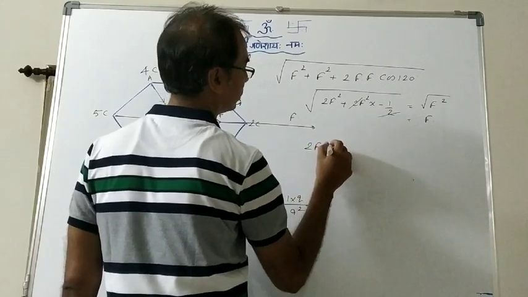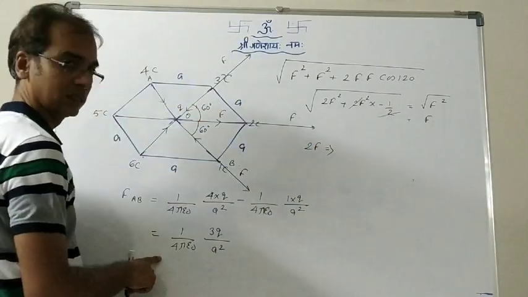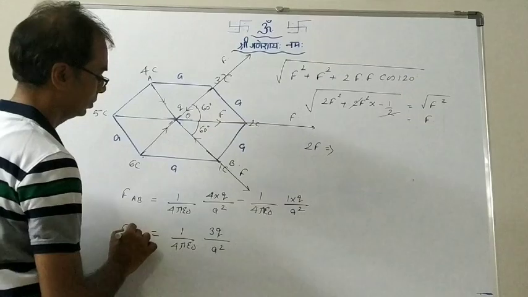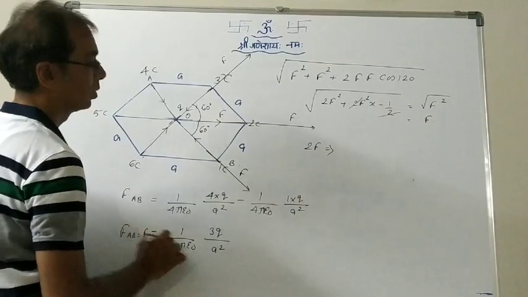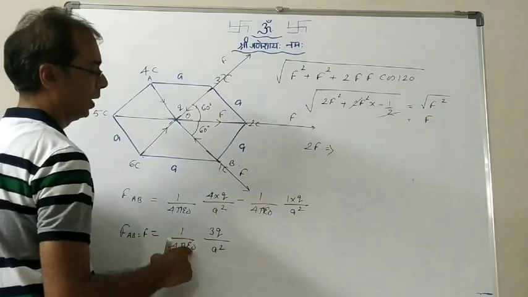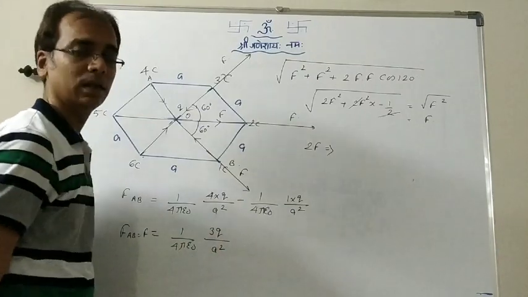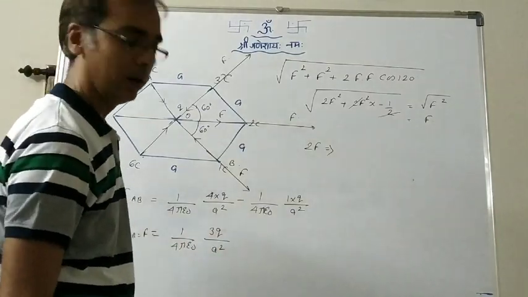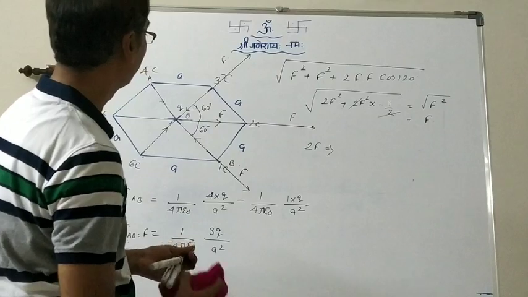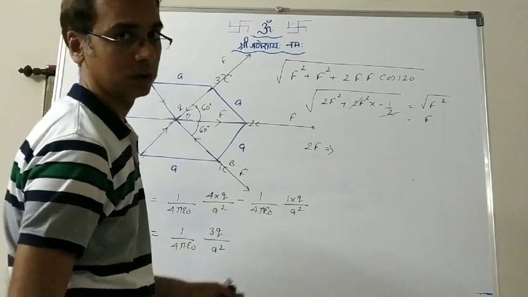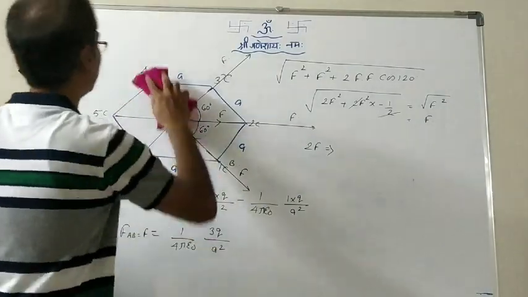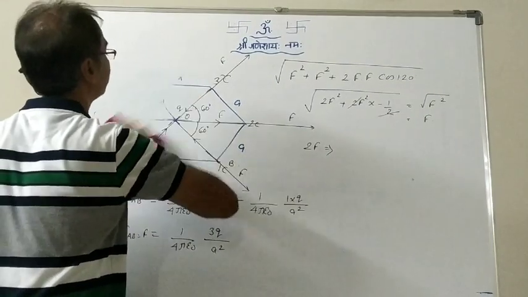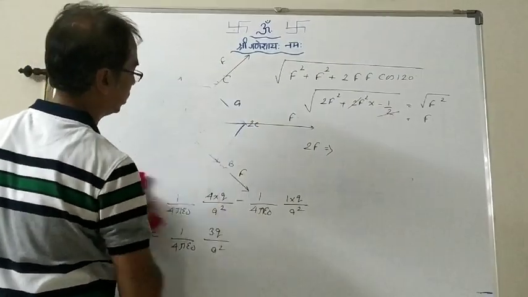But what is F? We already found this is F. So 2F means 2 by 4 pi epsilon naught 3Q by A square. That will be the answer. Okay, so these types of questions are there which you have to solve vectorially. One more question we will do, but it is slightly different type. Let's see how to do that.